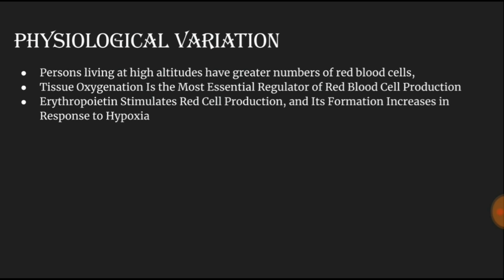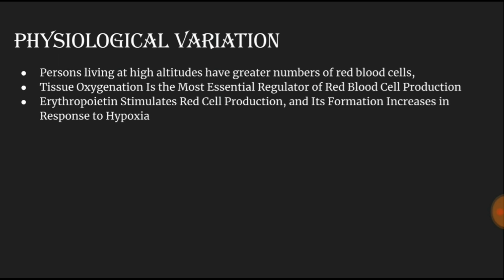Into the next point, which is that tissue oxygenation is the most essential regulator of RBC production. So the level at which oxygen combines with tissue to release energy is dependent upon how the RBC is being produced. So this tissue oxygenation determines the amount of RBC production.